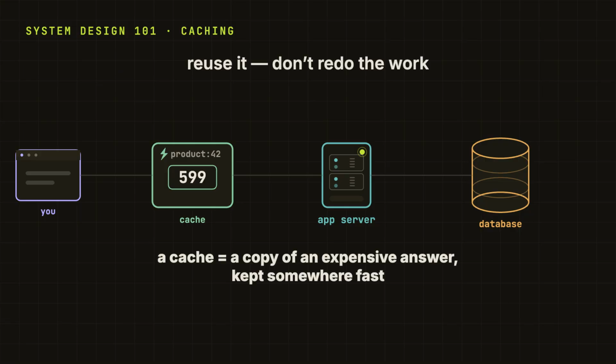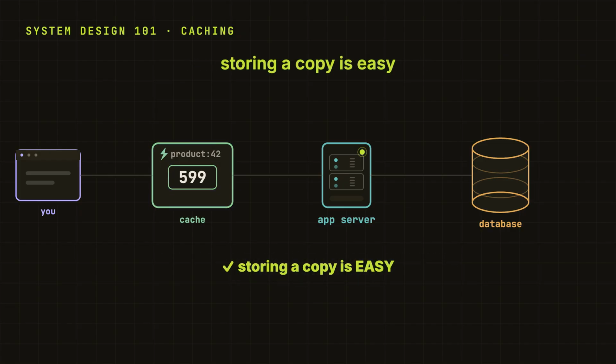A cache is simply a copy of an expensive answer kept somewhere fast, so the next request can reuse it instead of redoing the work. And honestly, that part is easy. Storing a copy is easy. Here is the hard part.